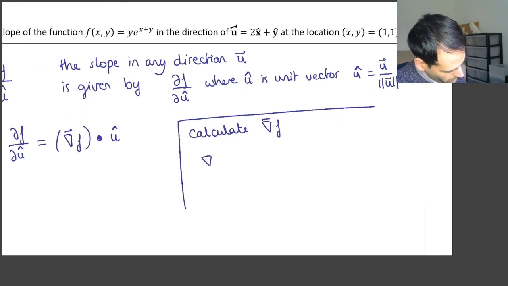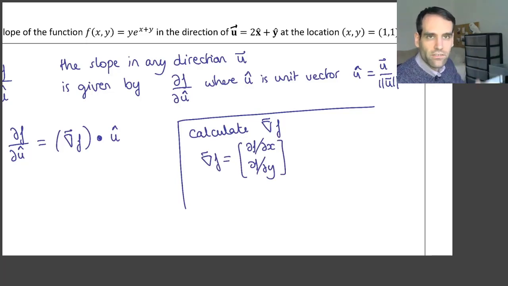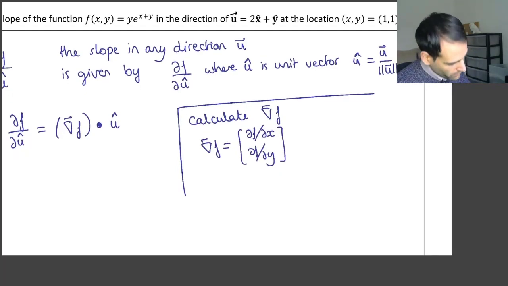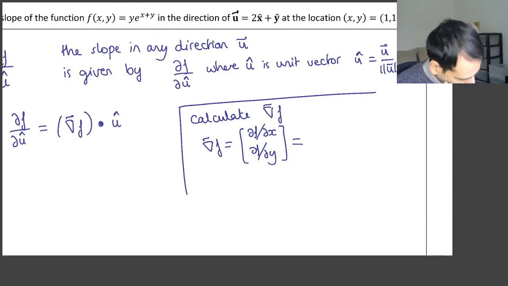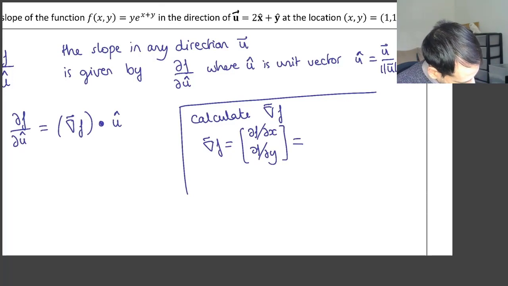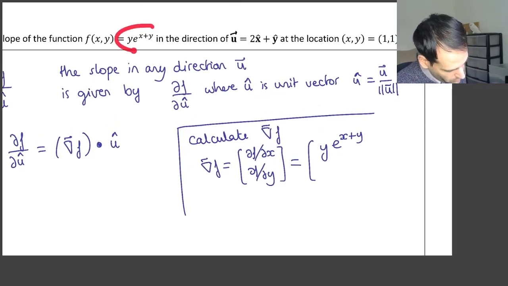So the gradient of f is equal to the partial of f with respect to x and the partial of f with respect to y. We are in 2 dimensions, therefore the gradient only has 2 dimensions. So what is the partial derivative of this with respect to x? It's going to be y times e to the power x plus y. And then the derivative of this with respect to y.